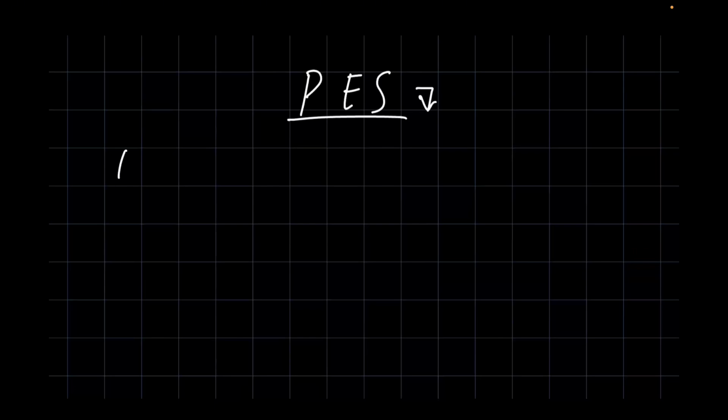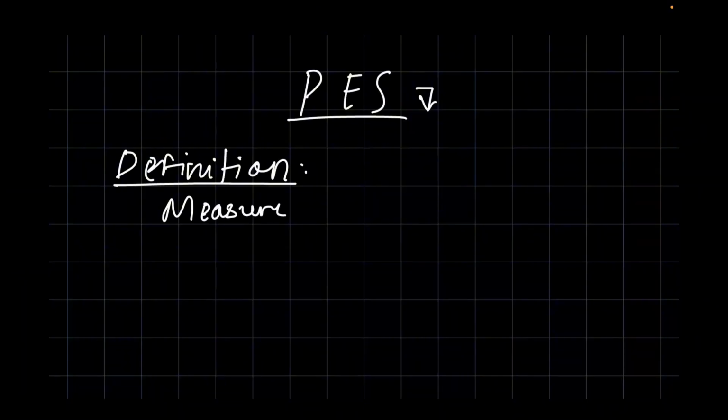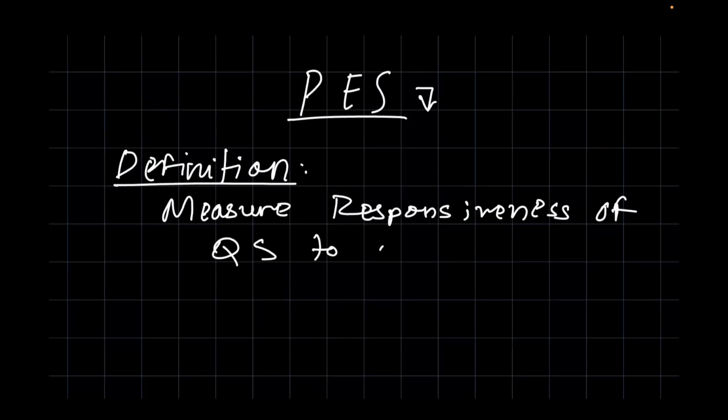So let's start off with the definition of price elasticity of supply. I want you to think about this similar to PED. So it is also the measure of responsiveness, but in this case, it is of quantity supplied to a change in price.